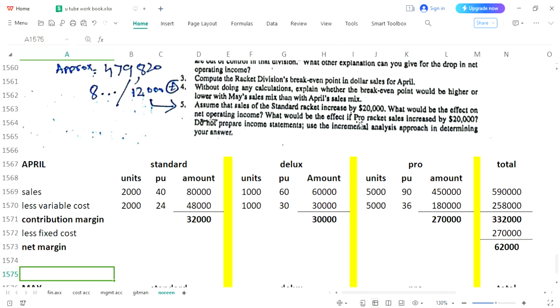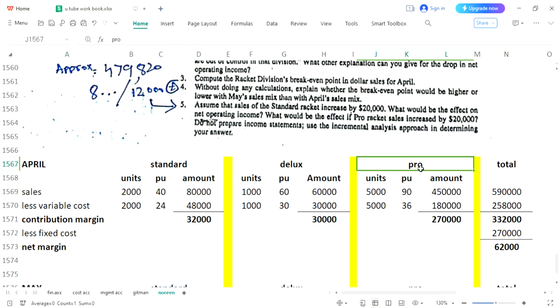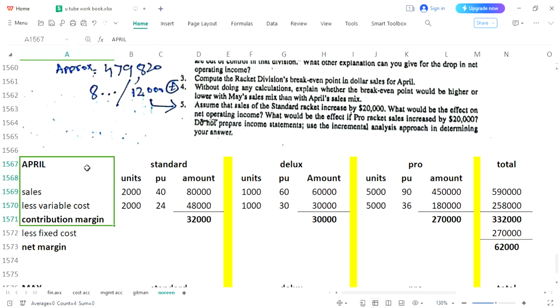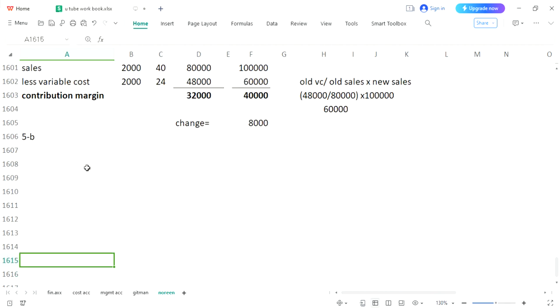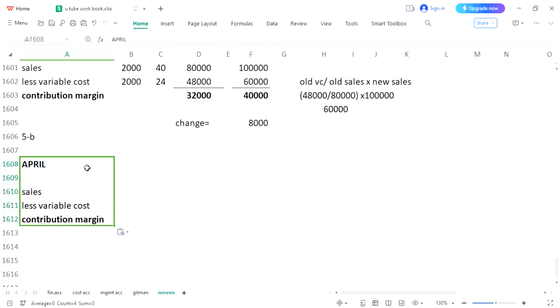What would be the effect if pro racket sale increased by 20,000? Here is pro. So what we will do, we will use these statements for pro, and what we have done for standard, we will be doing the same for pro as well. It's a good practicing question. So for now, we will choose these statements for 5b. As we have done for 5a, we will be doing the same for April.